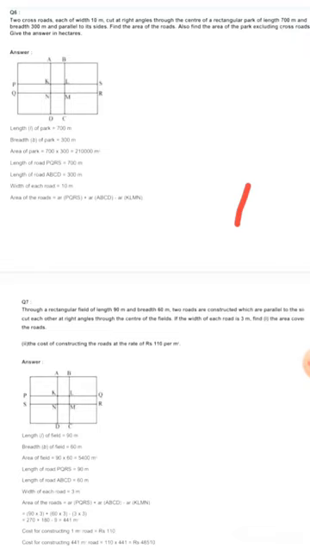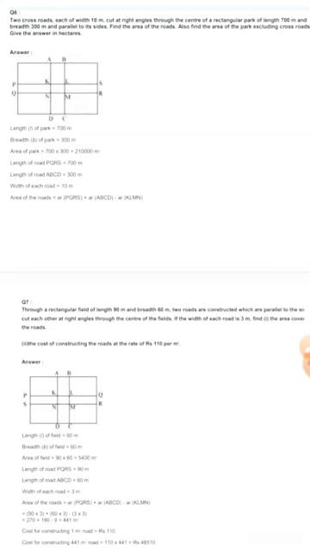Question number 6: two crossroads, each of width 10 meter, cut at right angles through the center of a rectangular park of length 700 meter and breadth 300 meter, and parallel to its sides. Find the area of the roads. Also find the area of the park excluding crossroads. Give the answer in hectares.